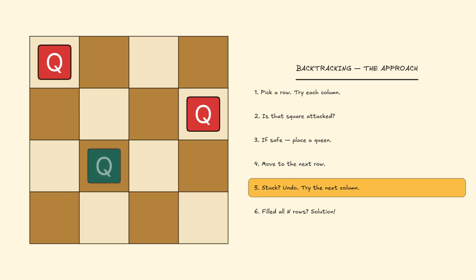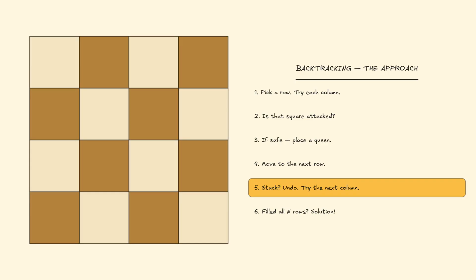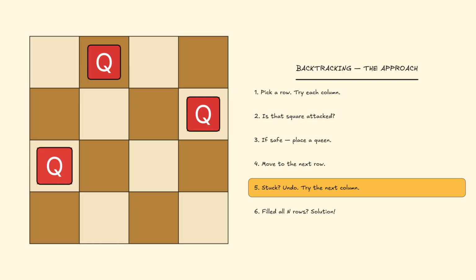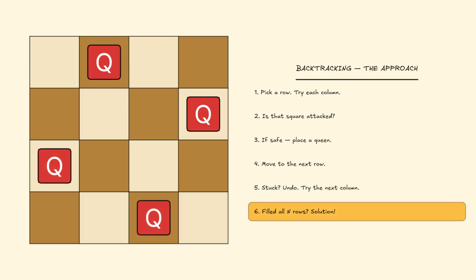All the way back to row 0, move the first queen 1 column right. Now things flow. Row 1, safe column. Row 2, safe column. Row 3, 4 queens placed. Solution. All 6 steps. No code, just the idea.